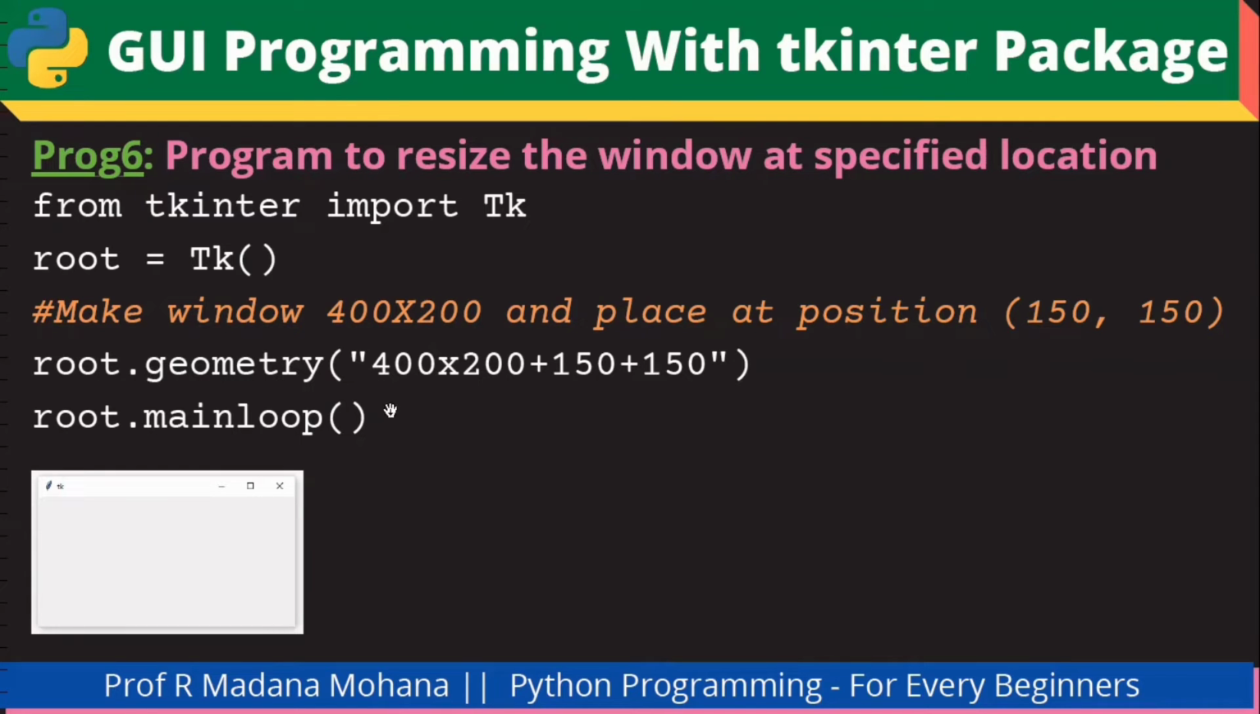root.geometry. The values you can give as a string in order. The first one, window size is 400 by 200, plus then the position 150 plus 150. So the first part by default is the size, then the second part, the position values, can be added like this. So whenever you run this program, this is the size of the window shown here. We'll also run and check.